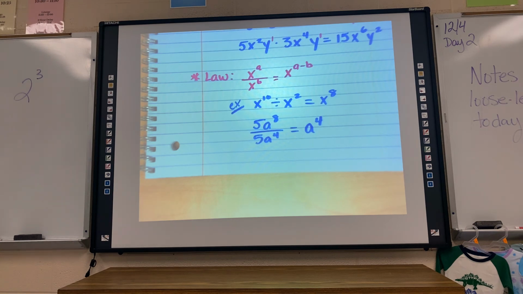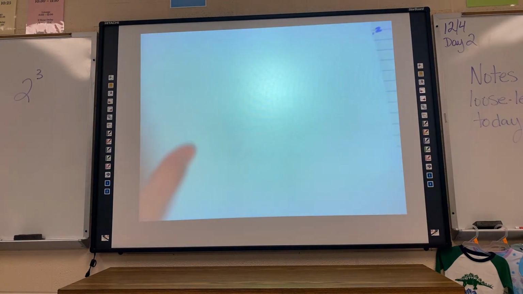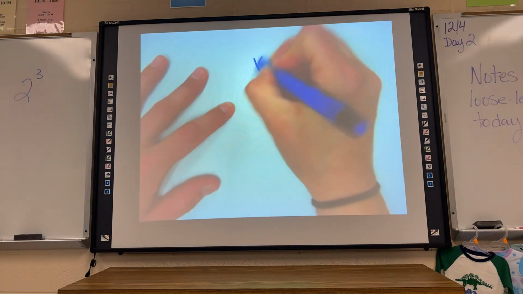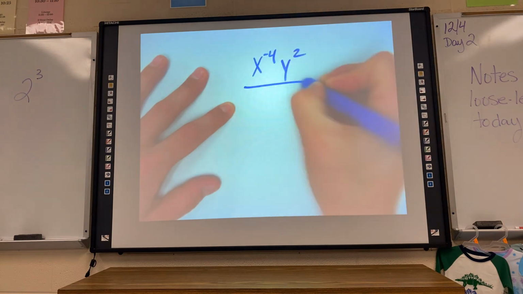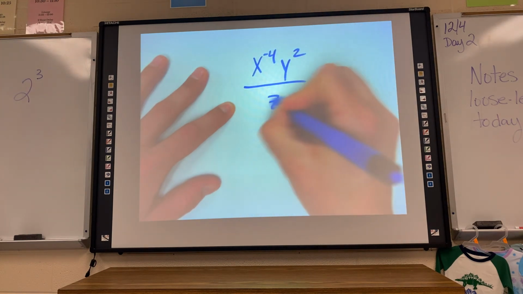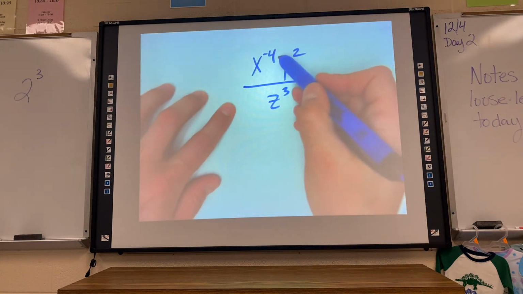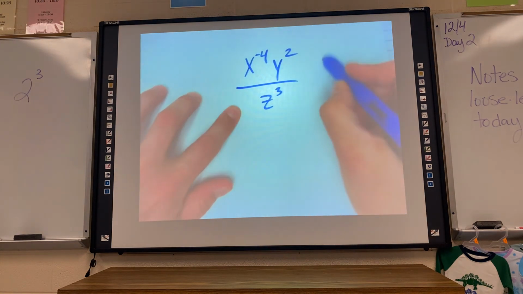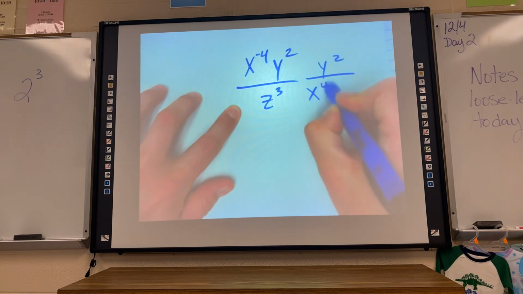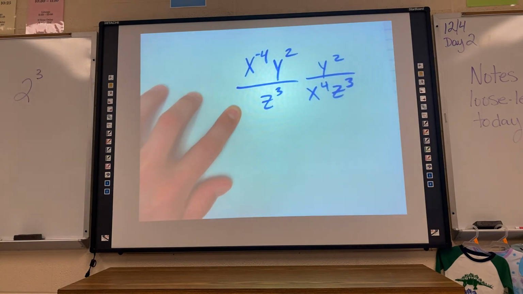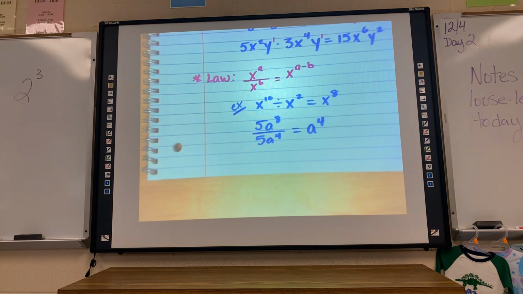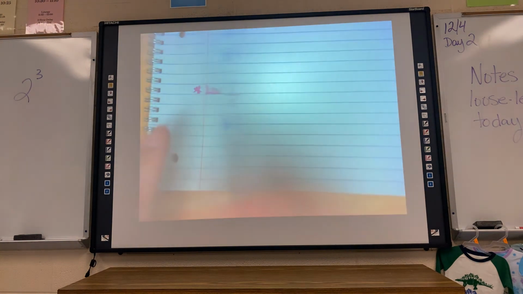What happens if, once you flip it, one of them is a negative again? It wouldn't be, because you can move one at a time. Like if you had something like x to the negative 4th y squared over, I don't know, z to the 3rd, you would just move the x to the negative 4th. So it would be y squared over x to the 4th z to the 3rd. Okay? All right. Do a couple more examples of that one.